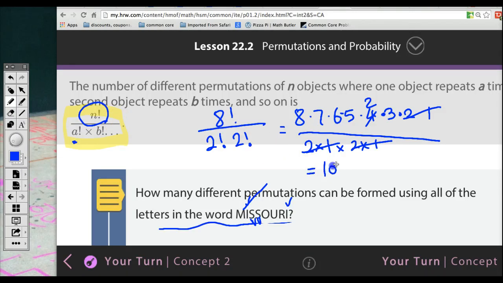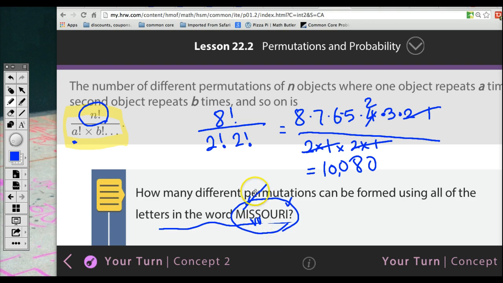Your answer is 10,080. So we have 10,080 different ways of switching the letters in the word Missouri. And so there could be many different words. If all of them made sense, that would be cool. But nope, I don't think anything makes sense.